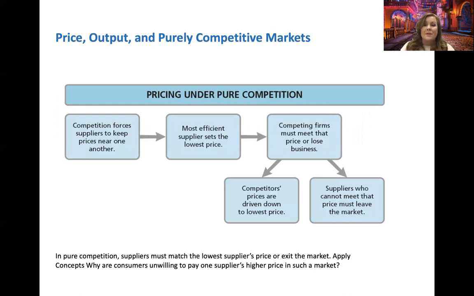And here's what happens under pure competition. We've already talked about how competition is good for us as consumers. It drives prices down. Competition is going to force these suppliers to keep prices near each other. Because if one's up here and one's down here, you're going to go to this guy. But if they're close, now the most efficient supplier sets the lowest price. This one probably has low operating costs. Maybe their rent is lower. You know, one's in Nashville, one's in Hendersonville, rent's cheaper. I don't know, that's just a scenario. So they can set a lower price and still make this much profit.